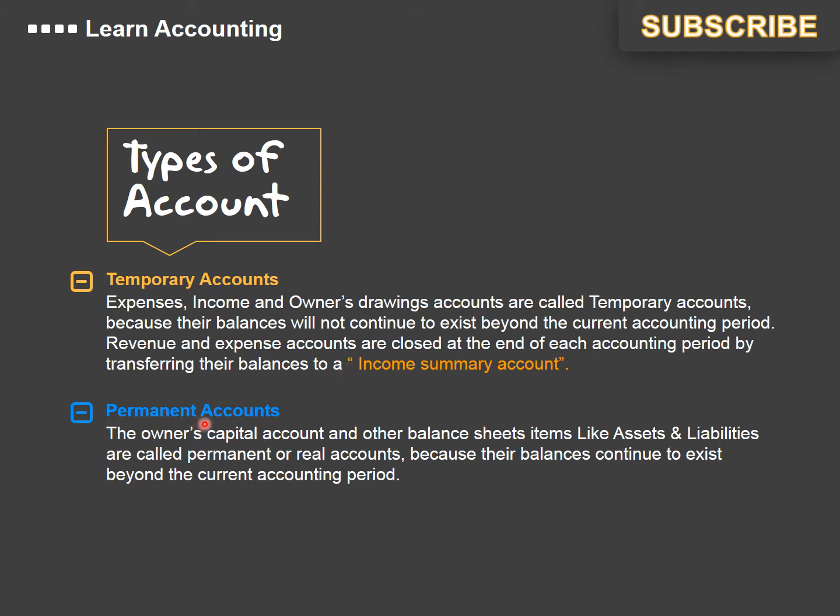So let's talk about the permanent accounts. Before I talk about permanent accounts, I would like to tell you that the owner's drawings will not be transferred to income summary account. We will discuss later how we will treat this and how we can close the owner drawings. So let's see the permanent accounts. The owner's capital account and other balance sheet items like assets and liabilities are called permanent or real accounts, because their balances continue to exist beyond the current accounting period.